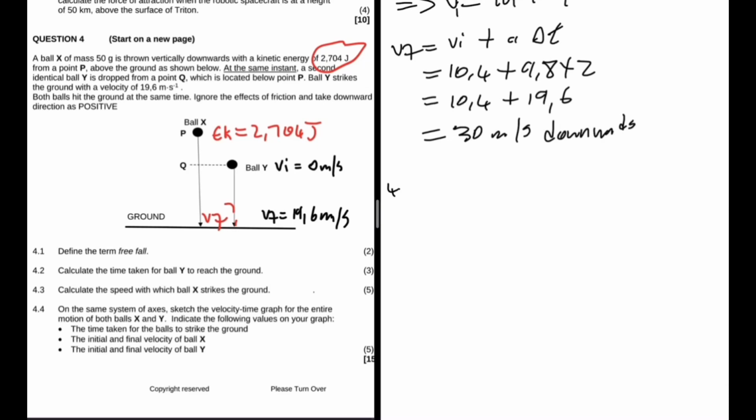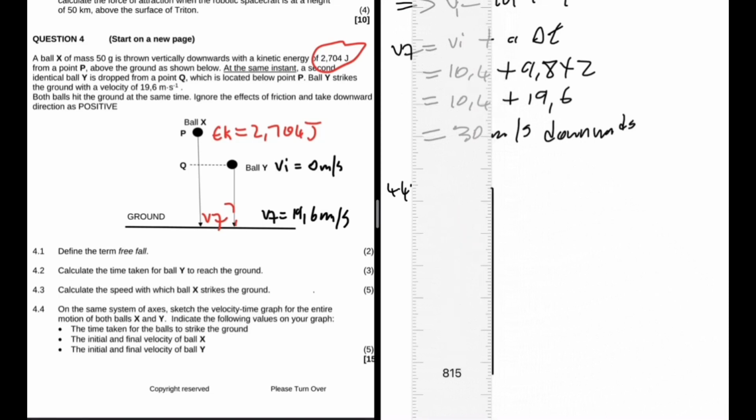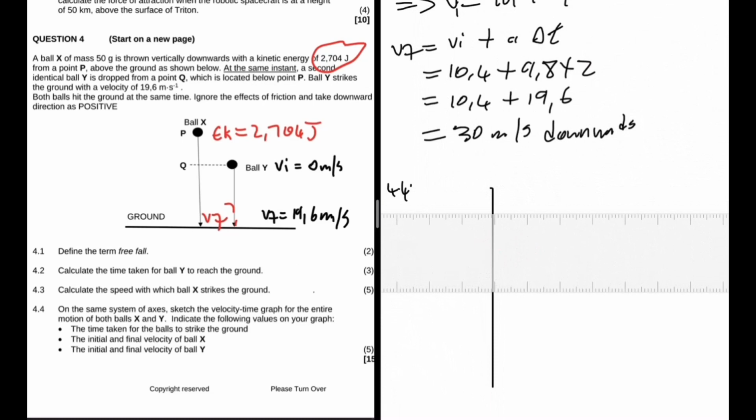4.4 says on the same set of axes, sketch the velocity-time graph for the entire motion of balls X and Y. So we need a velocity-time graph. Our velocity is on the Y axis, and our time, as usual, is on our X axis. So we have velocity here in meters per second, and then we have the time in seconds. Let's pay our attention to ball Y first. Ball Y starts at 0 meters per second when it gets dropped, right?